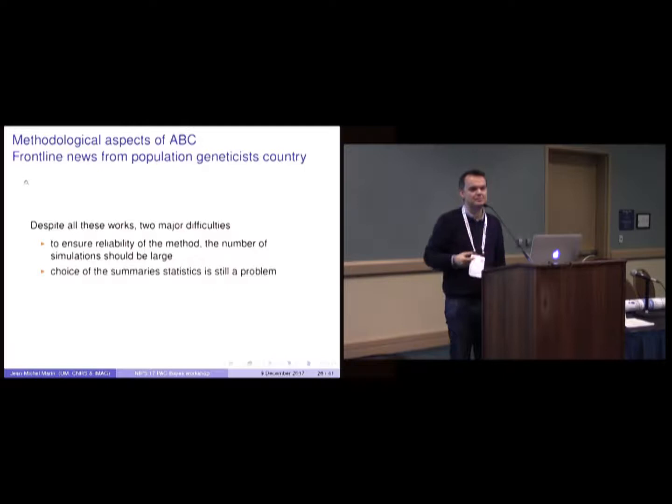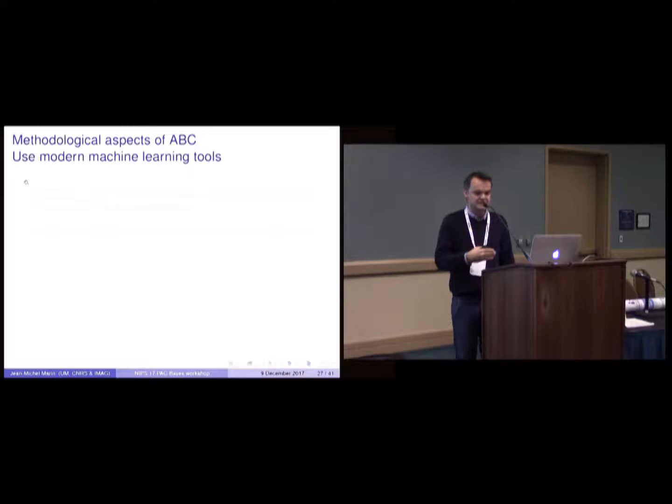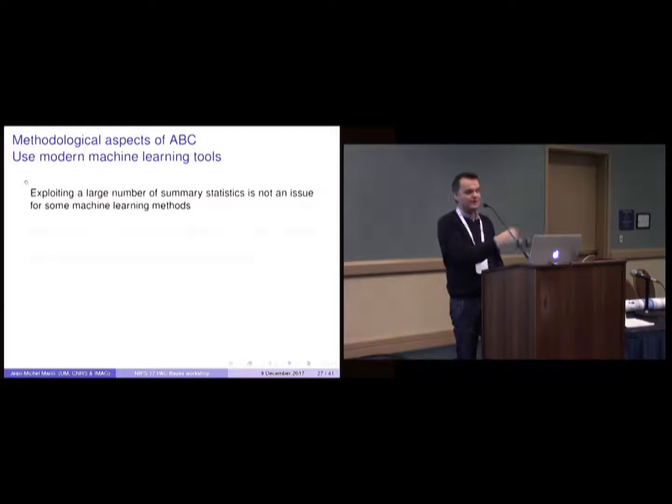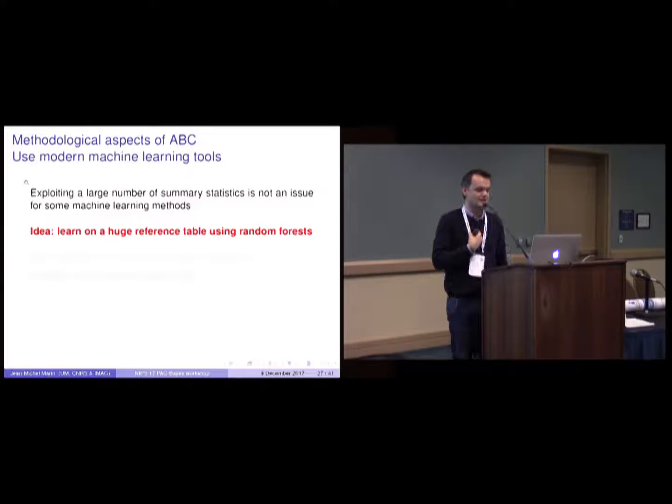And okay, we say avoid the nearest neighbor approximation and try to use more modern and clever machine learning tools on this table. That's what we would like to do, and that's what we have done, and also Guy and some others have done that. I will show you. Exploiting a large number of summary statistics is not an issue for some machine learning methods, and our idea is to learn on a huge reference table using random forest. I will explain why random forest.